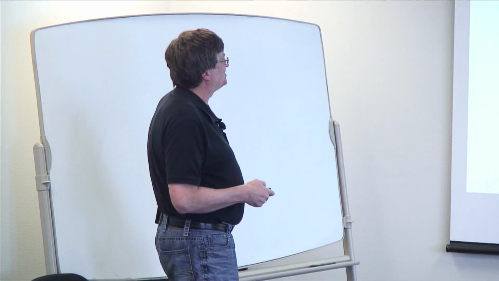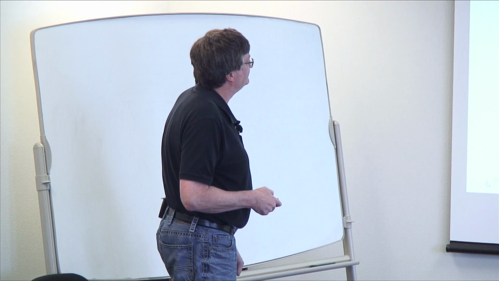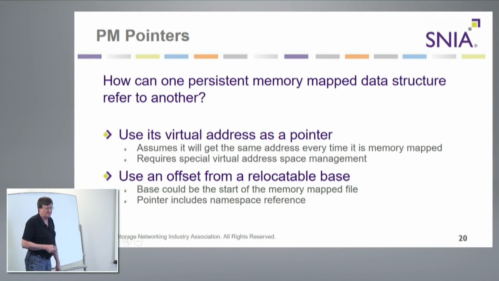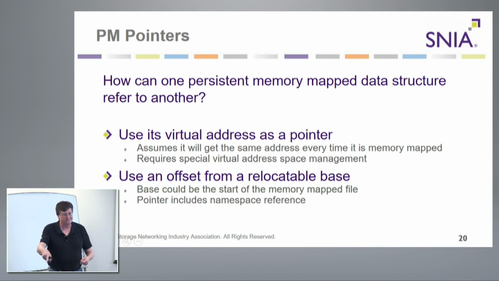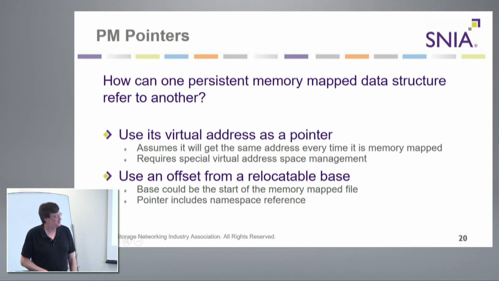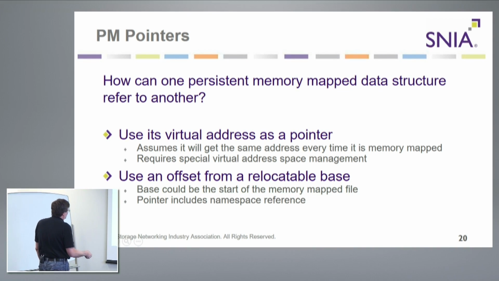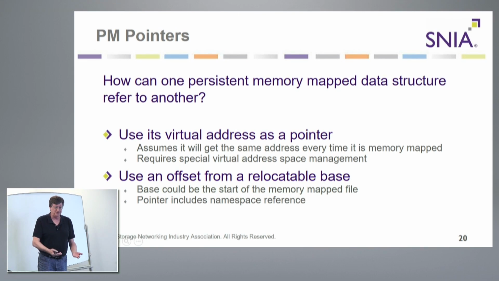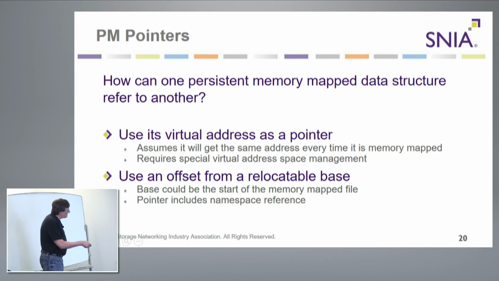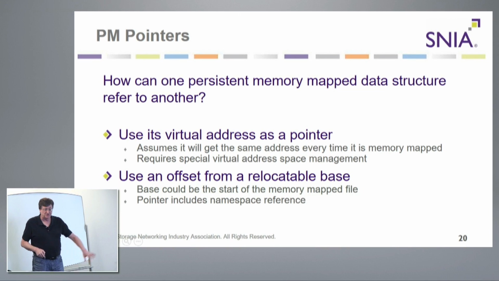Okay. So some pointers for you, pun intended. If I've got a memory map data structure in persistent memory, how can one refer to the other? How does that work? Well, guess what? You got 2 ways to do it. You can use the virtual address as a pointer, just like you do in volatile memory. And then you can assume it will get the same address every time it's memory mapped. Now, you have to manage that as you got your volatile space and your non-volatile space.